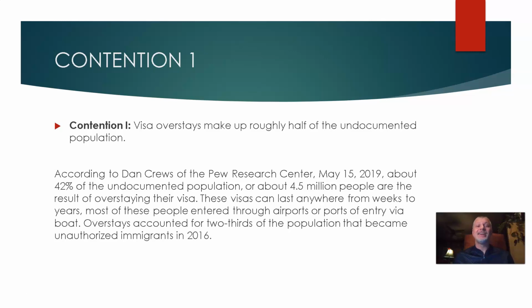So let's look at contention 1. Visa overstays make up roughly half of the undocumented population. According to Dan Cruz of the Pew Research Center, May 15, 2019, about 42% of the undocumented population, or about 4.5 million people, are the result of overstaying their visa. These visas can last anywhere from weeks to years. Most of these people entered through airports or ports of entry via boat. Overstays accounted for 2/3 of the population that became unauthorized immigrants in 2016.